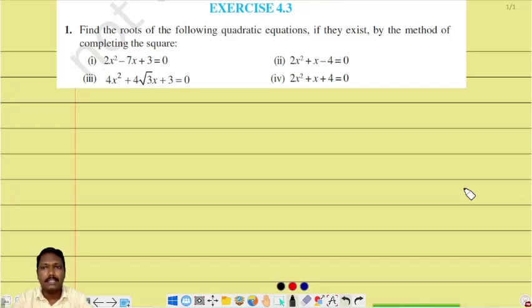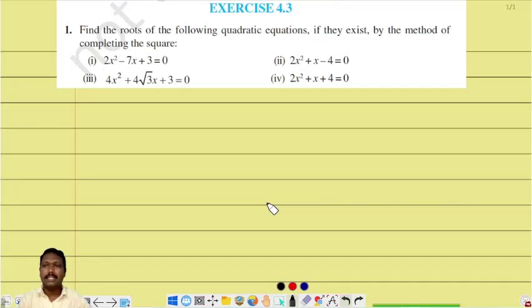Second question is about the same question we have to do using formula. So let us check how to do it with formula. If they exist, so how we know if they exist? We have to find the discriminant. So by finding the discriminant, we have to decide they exist or not. Okay. So let us do it.